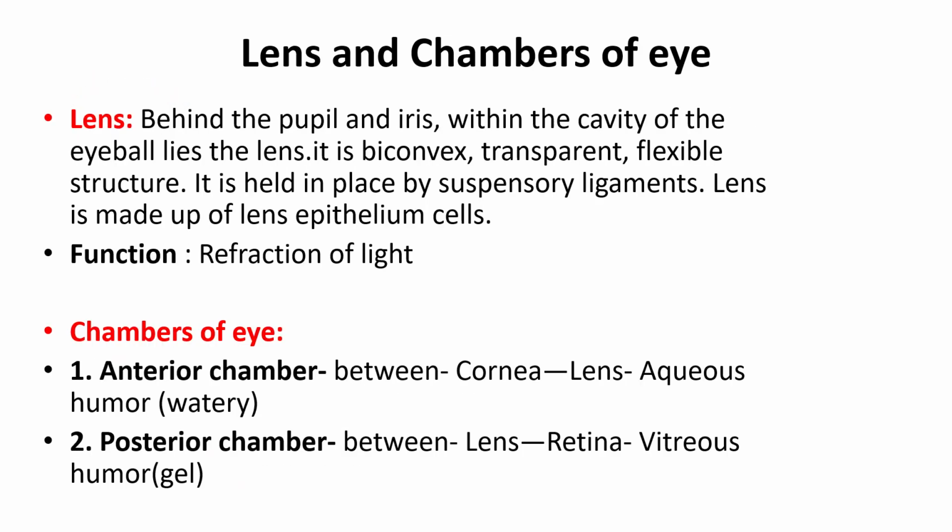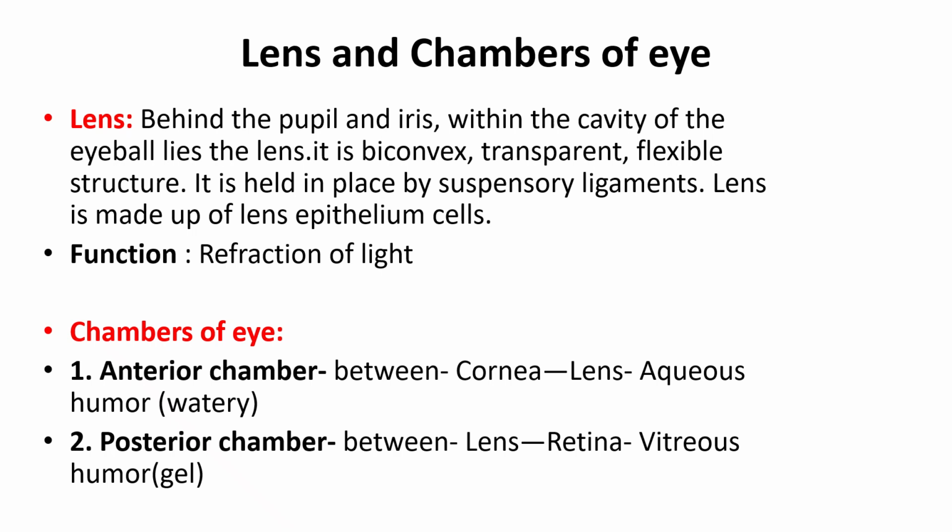Now we will see the lens and chambers of the eye. Behind the pupil and iris, there is a cavity of the eyeball in which the lens is present. It is a biconvex, transparent, flexible structure. It is held in place by suspensory ligaments. The lens is made up of lens epithelial cells, and the function of the lens is refraction of light.